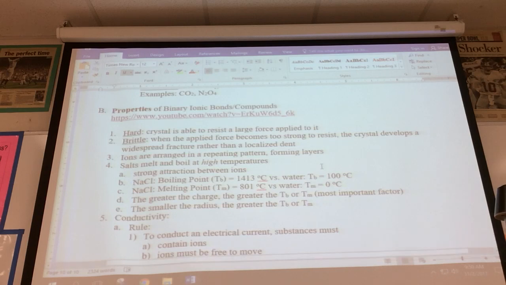As shown in the video, you could see clearly that ionic compounds are hard and brittle, and they showed you that fracturing that occurs when a hard force is applied to the crystal. You saw the arrangement of the crystal lattice, as well as why salts melt and boil at high temperatures. Ionic compounds will have higher boiling and melting points than covalent ones.